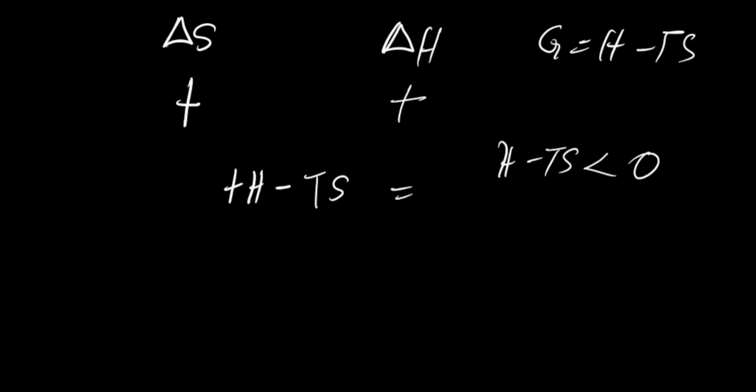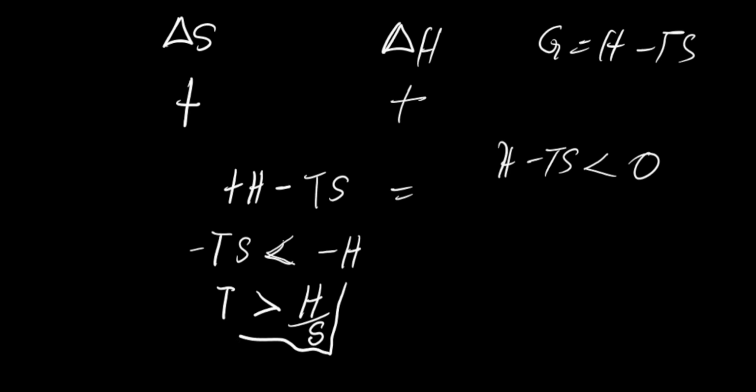So we would have that negative Ts is less than negative H. We would be dividing through by negative S. And from our knowledge of general mathematics, whenever we divide an inequality by a negative value, the inequality changes to its opposite. So here we have this to be less than. When we divide by negative S, it would become greater than. So T would be greater than H divided by S. Okay, so this is the condition for such a reaction to be spontaneous.